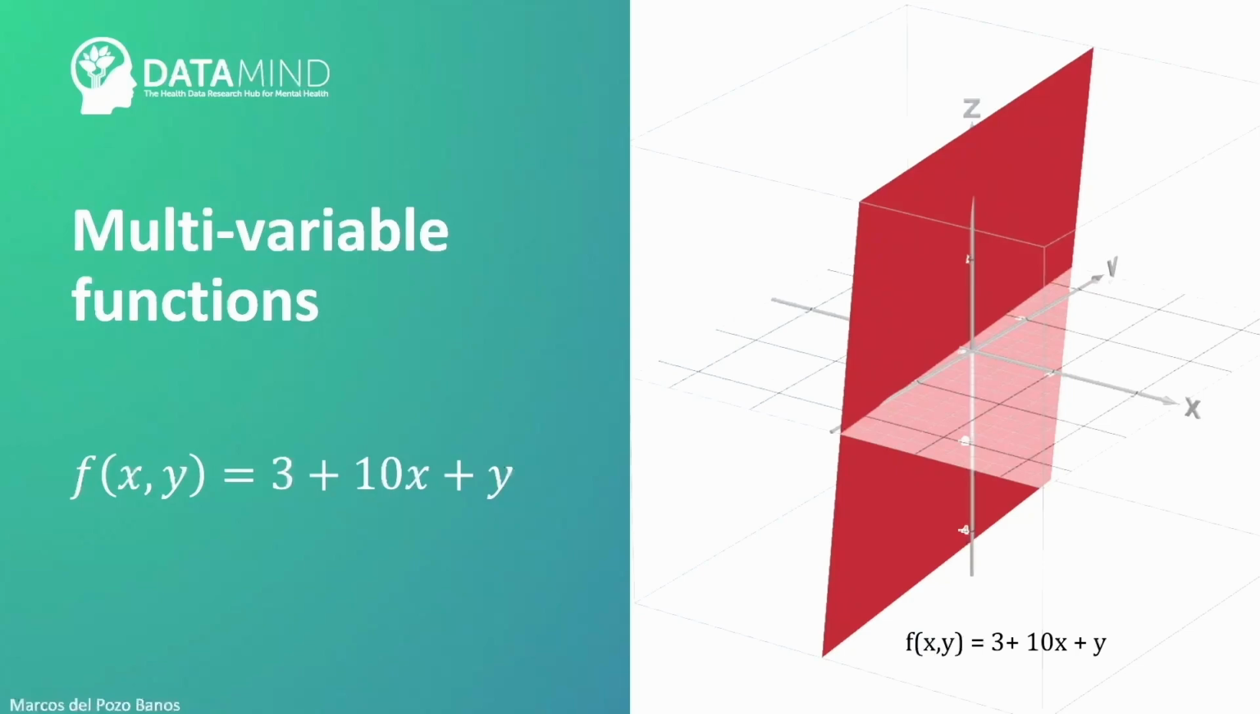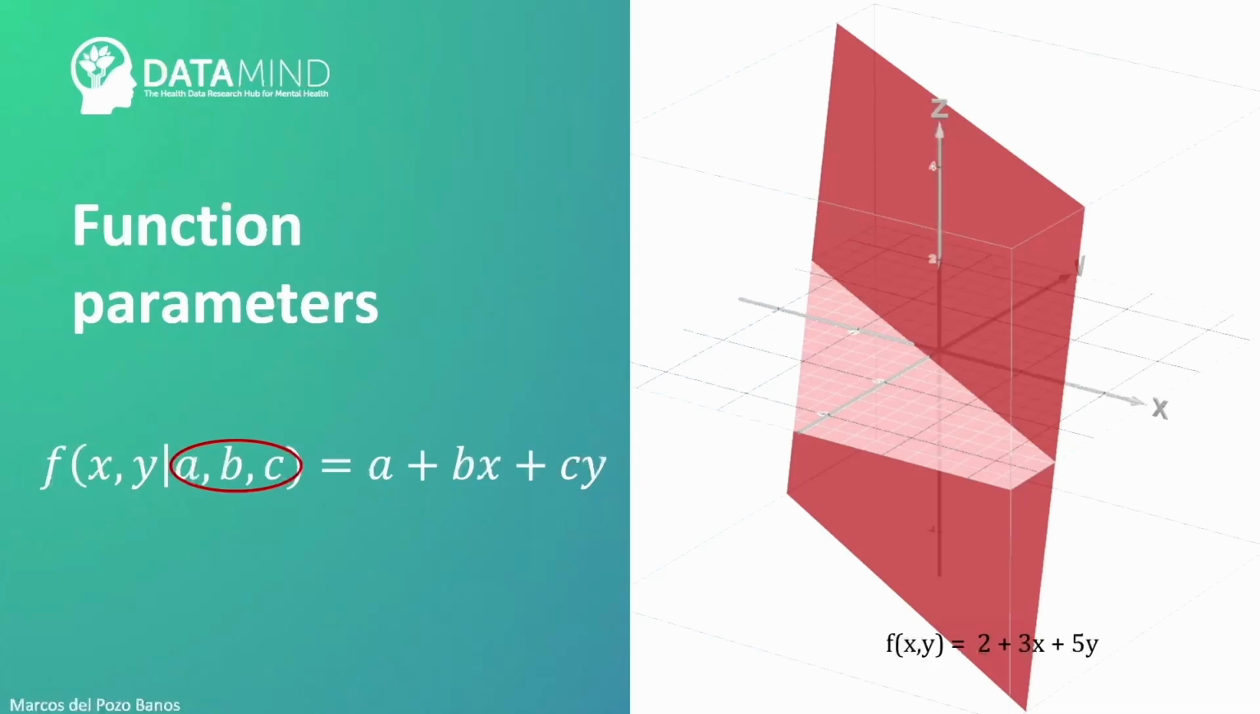We can also have multivariable functions. So in this case, we have f of x and y. And we can also represent this graphically if we count all the possible values for x and y, with all the possible combinations.